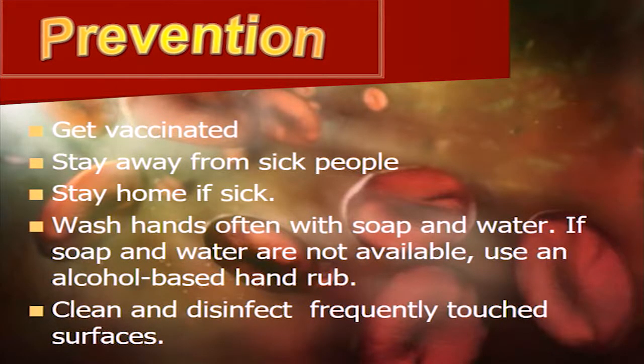Prevention: get vaccinated. Stay home if sick. Stay away from sick people. Wash your hands often with soap and water. If soap and water are not available, use an alcohol-based hand rub. Clean and disinfect frequently touched surfaces. The soap and water is your best prevention for anything. Soap, because you lather it, and then when you rinse it, it goes away. The alcohol-based hand rub is good, but you rub it in there, and it may kill whatever it touches, but you don't necessarily always get it everywhere that it needs to go.